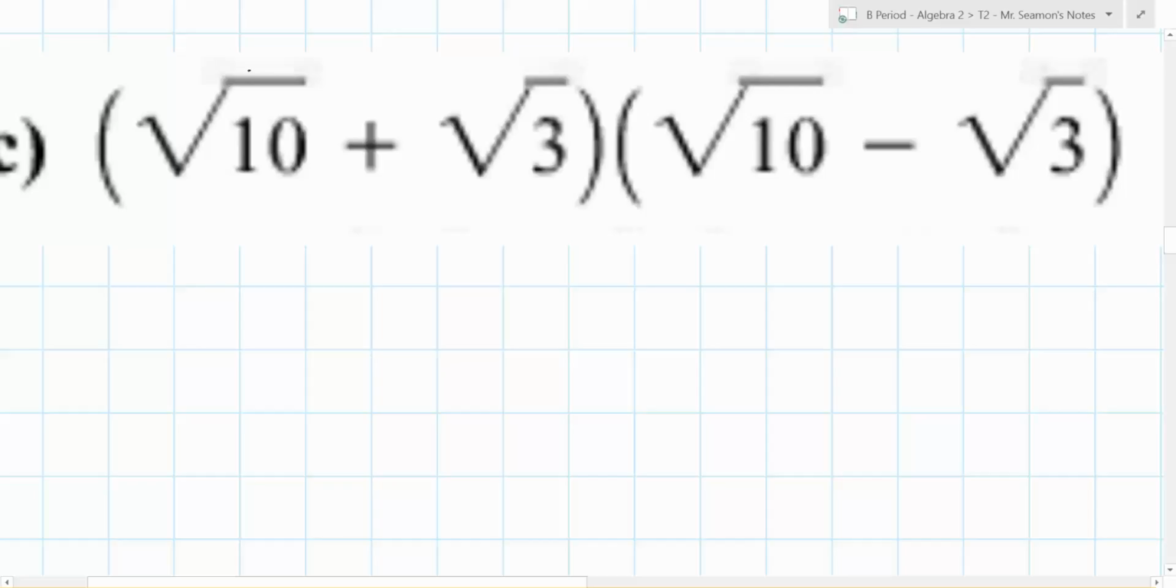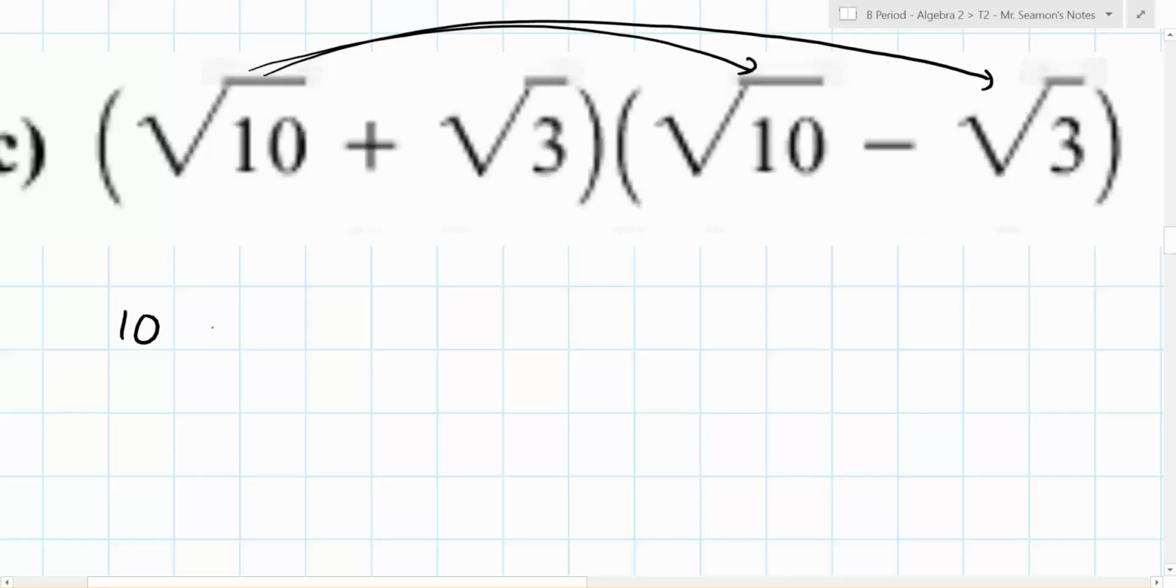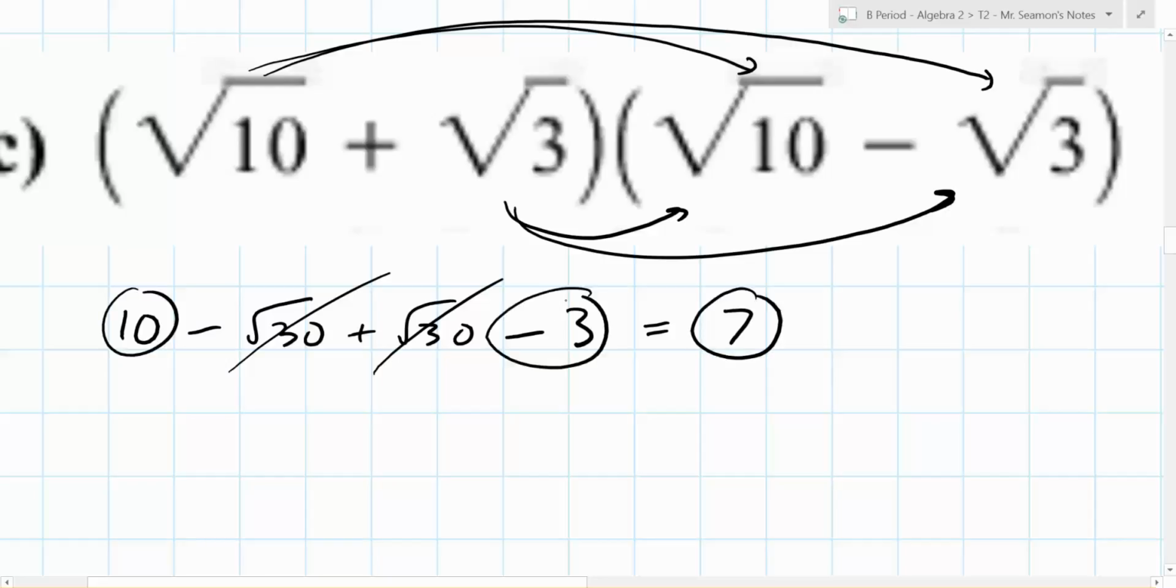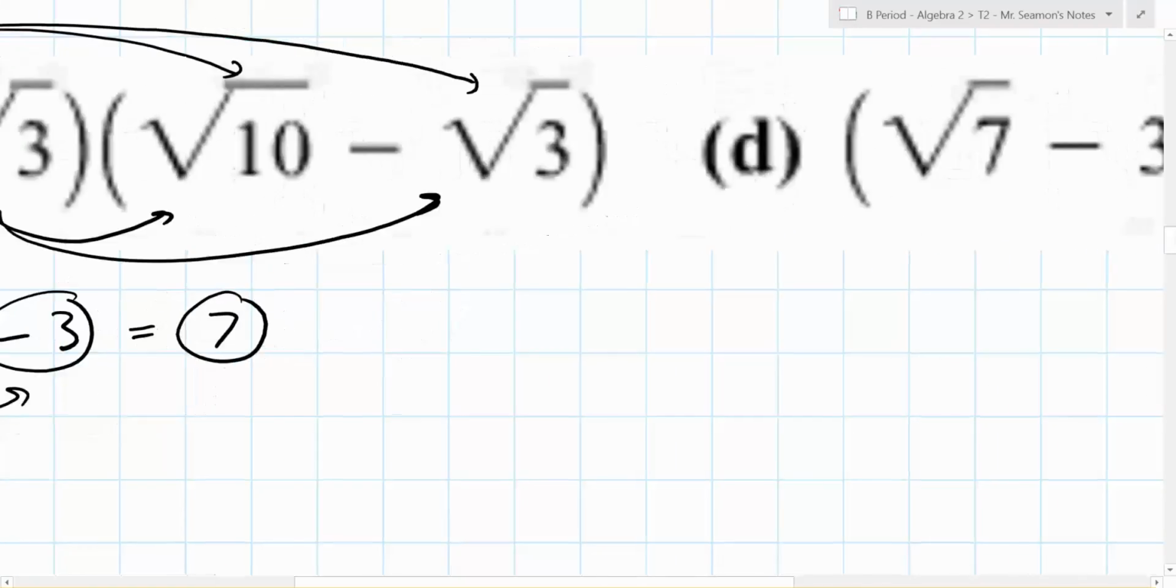The rules don't change, but some interesting things happen in certain instances, like this one. What's the square root of 10 times the square root of 10? 10. What's the square root of, oh, that's going to be minus what? Root 30. And then what do you have right here? Plus root 30. And then you have minus what? Minus 3. Hey, what cancels in the middle? The root 30. And then what do you end up with? 10 minus 3, 7. Oh, sorry, I thought you didn't cancel. No, it's okay. So that's pretty cool.